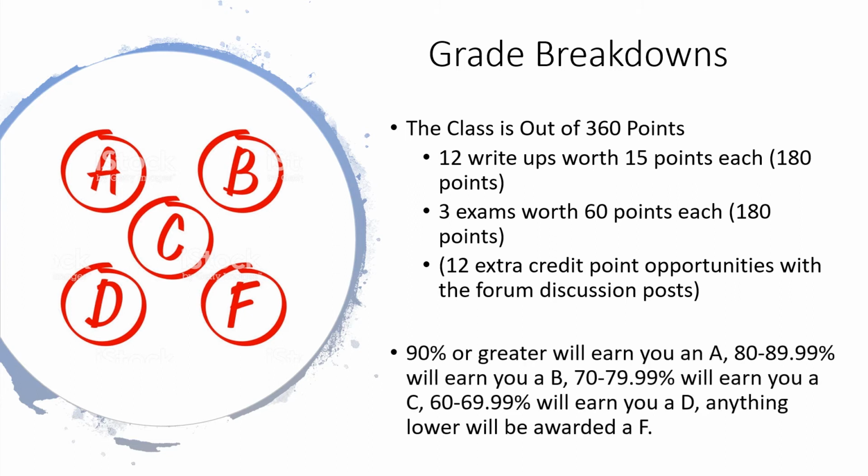In terms of where you'll land at the end of the class, what I do is look at how many points out of the 360 points you've earned, and if you've earned 90% of the points, you will earn an A for this particular class. If you're in the 80s, anywhere between 80 and 89.99%, you'll earn a B. 70s will earn you a C. 60s will earn you a D. And unfortunately, anything lower than that, I'll have to award you an F.